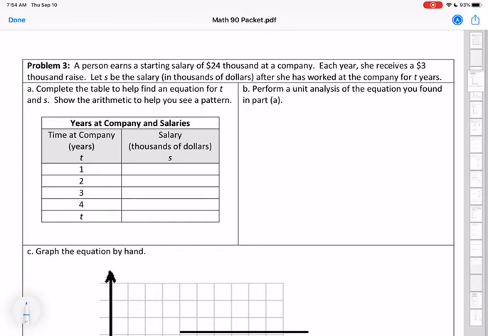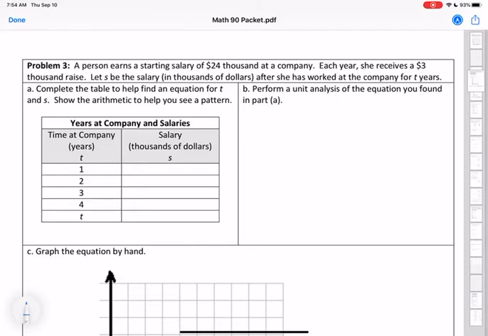So a person earns a starting salary of $24,000 at a company. Each year receives a $3,000 raise. Wow, must be nice, right? Okay, so then let S be the salary in thousands of dollars after she's worked at the company for T years. Okay, so complete the table to help find an equation for T and S. Show the arithmetic to help you see a pattern.